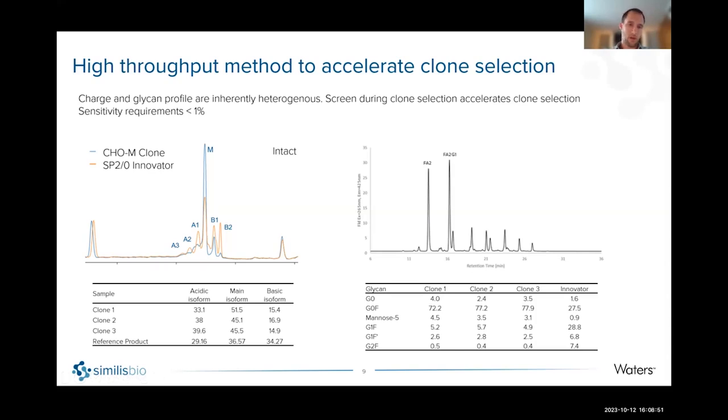What the figure shown on the left is an iCIEF trace. So we've got our acidic, main, and basic variants. And what's being shown here is a CHO-M clone or an SP2 clone. So in this particular case, we've got the SP2 innovator, which has higher levels of basic species. We expect these to be C-terminal lysine variants. But before you start a $100 million program, you need to confirm that these actually are C-terminal lysine variants.